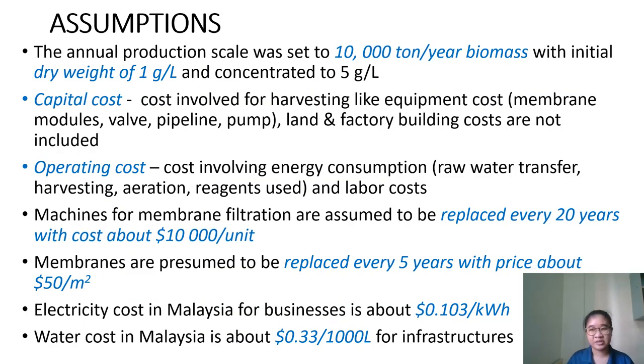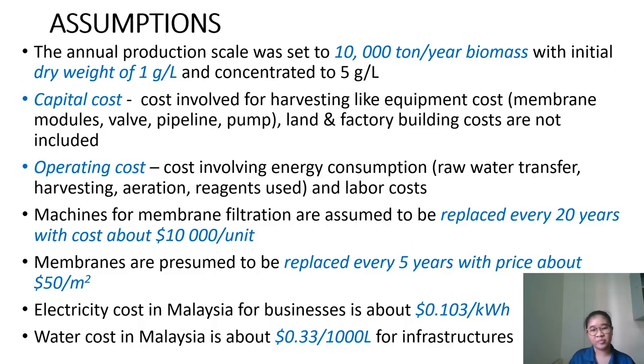These are the assumptions I came up with for this project. The annual production scale was set to 10,000 tons per year of biomass with an initial dry weight of 1 gram per liter, and it will be concentrated to 5 grams per liter. The capital costs are costs that involve harvesting, like equipment costs. Land and factory building costs will not be included. And operating costs are costs involving energy consumption and labor costs.